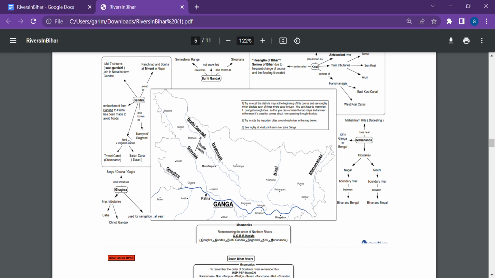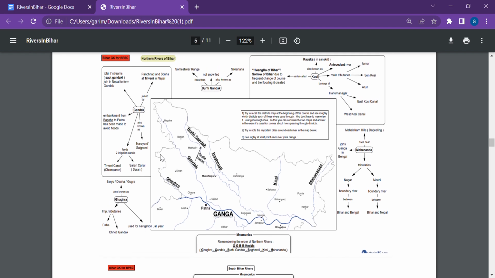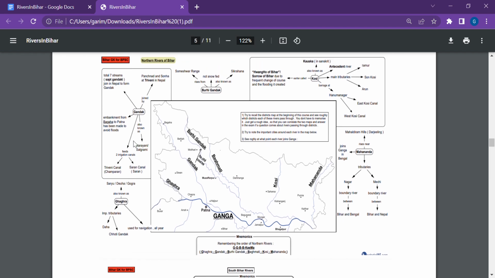Okay, the Gandak River feeds two irrigation canals, the Triveni Canal and the Saran Canal. This river is also known as Narayani or Shaligrami because Shaligrami stones are found in this river, and they are considered to be very auspicious by Hindus. Okay, the Gandak is joined by Panchanand and Sona at Triveni in Nepal.